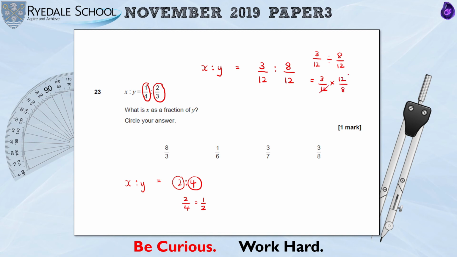Those would cancel, so the answer is 3/8. So whenever you get stuck, a really good strategy is change the question, but make the numbers really easy for something that you can then think through in your head.